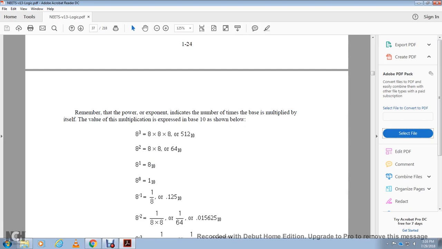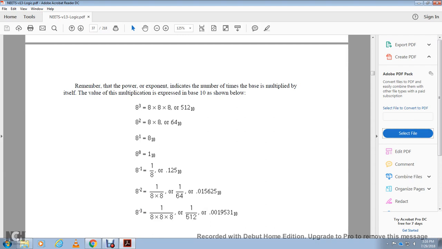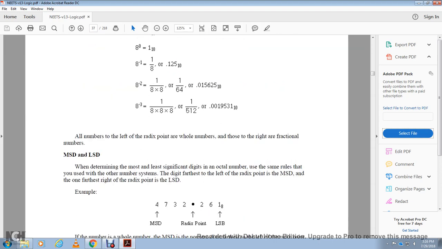8 to the second is 1 times 8 times 8, so 1 over 8 times 8 equals 1/64, or 0.15625 base 10. 8 to the third is 1 times 8 times 8 times 8, that's 512, or 1 over 512, or 0.001953 base 10.